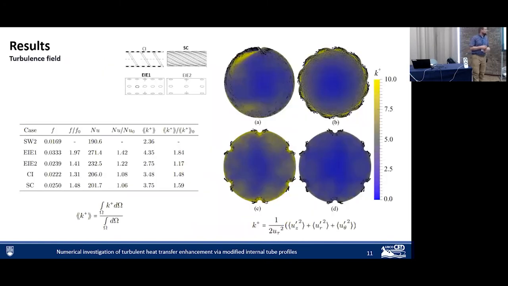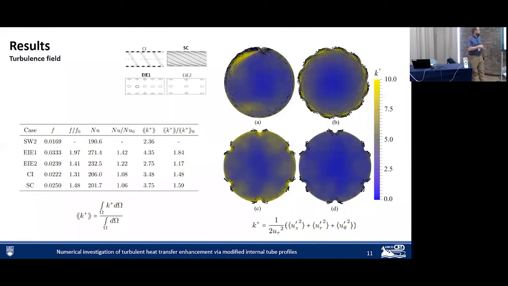If we look at the turbulence field, here I'm looking at turbulence by calculating the turbulence kinetic energy and then integrating that over the entire volume and then dividing by the volume. So now I have the volumetrically averaged turbulence kinetic energy, and then I plot this, for all of my cases, against the smooth wall case. So here we see 1.84 times more turbulence, if you think of the value of K star as representing the integrated amount of turbulence you have in your volume.